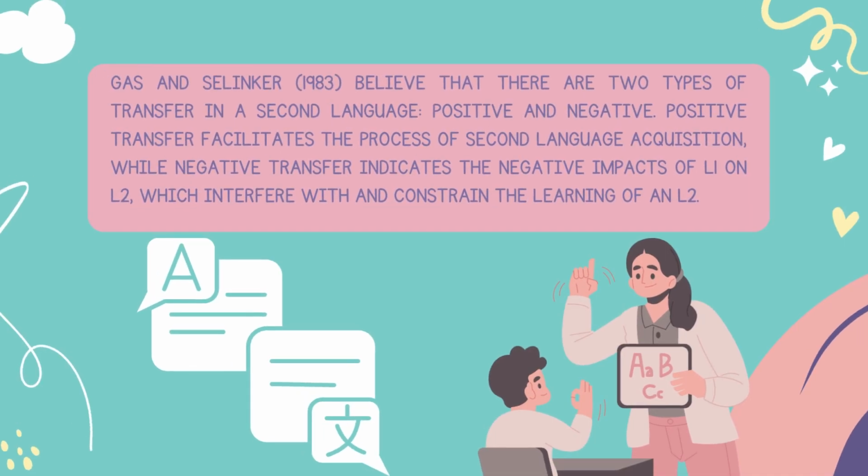Finally, Gass and Selinker believe that there are two types of transfer in a second language, positive and negative. Positive transfer facilitates the process of second language acquisition, while negative transfer indicates the negative impacts of L1 on L2, which interferes with and constrains the learning of an L2.